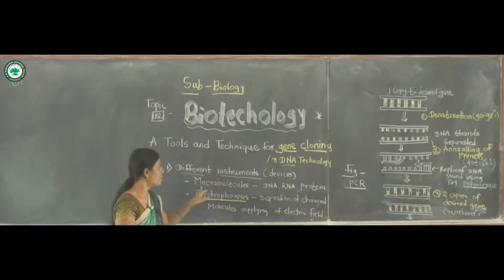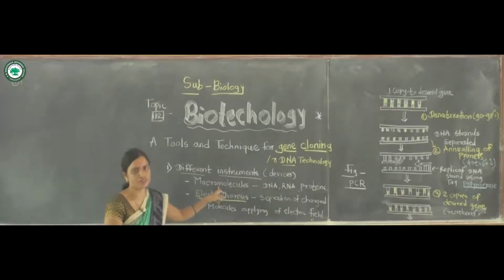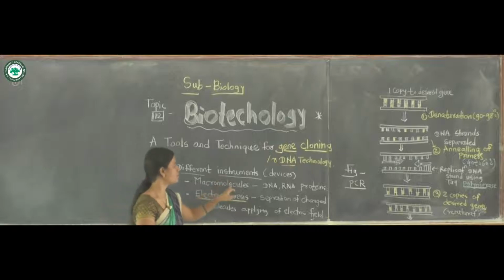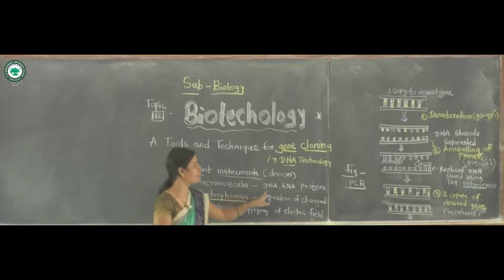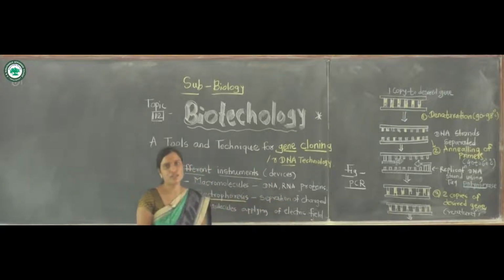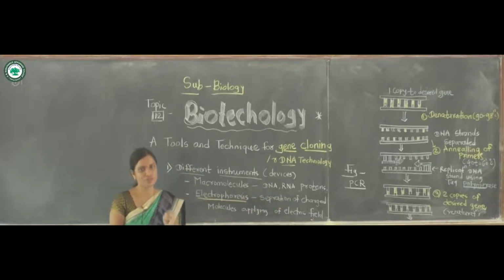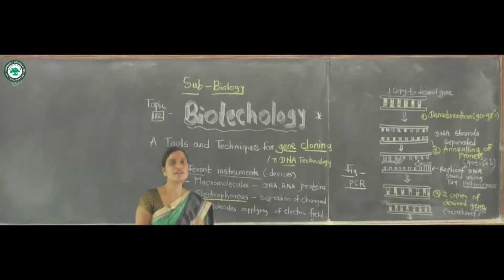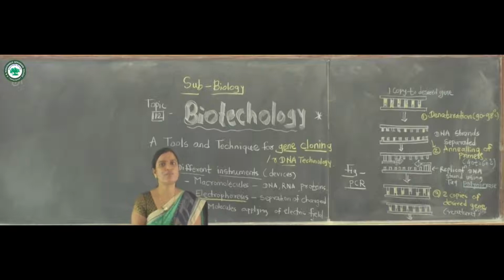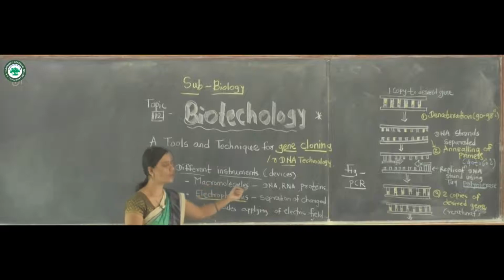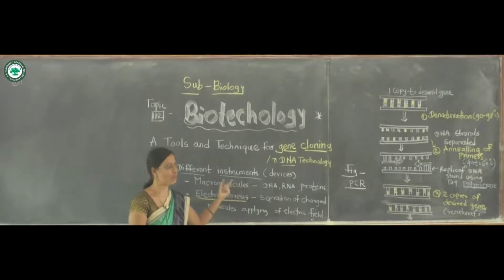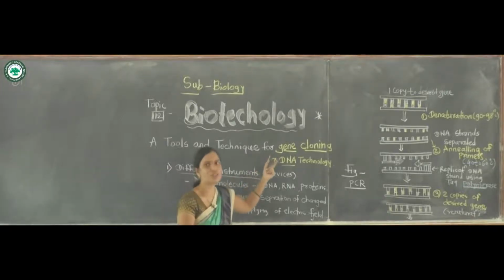Now some macromolecules are used for this technology, like DNA, RNA and proteins. These macromolecules are very important tools for genetic engineering. DNA is the genetic material, deoxyribonucleic acid, along with RNA and proteins. These macromolecules are also important tools for genetic engineering, gene cloning or rDNA technology.